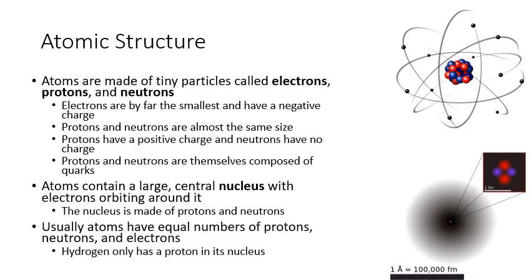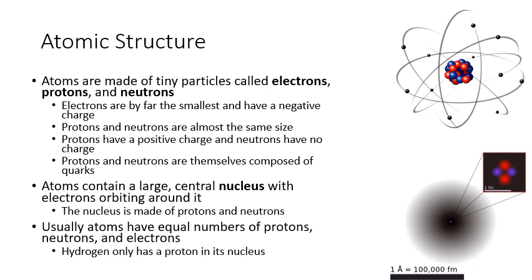The electrons are the very, very smallest ones, and they are negatively charged. Protons and neutrons are about the same size as each other. Neutrons don't have a charge, though, and protons have a positive charge. So they're actually called protons because they have that positive charge.